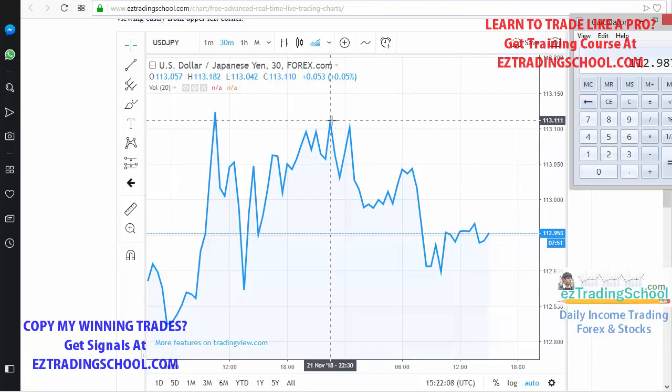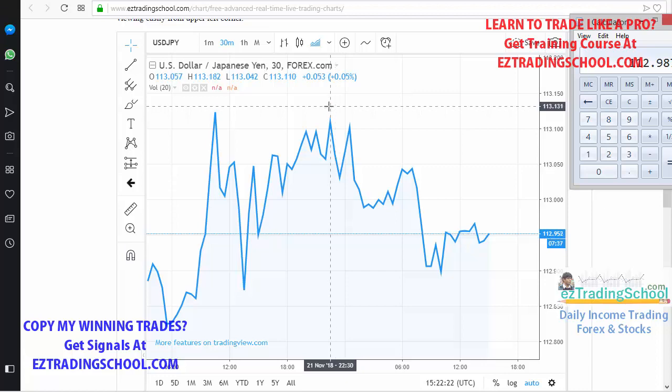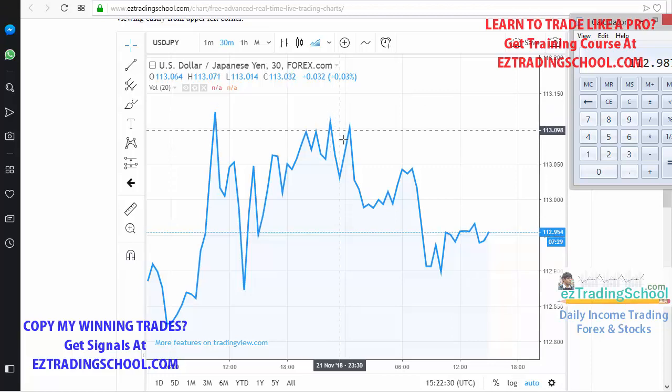It was 113, and then after about, so this is at 10:30, and now it is at 11:30. So this is 1 hour difference. If you see the time over here, you can see that. So at 10:30 it was trading at say 113.112, and then after 1 hour it changed to 113.34. So the difference between this and this is about 100 pips. So that means there was a huge profit happening here.